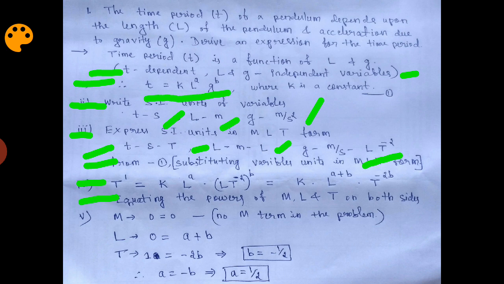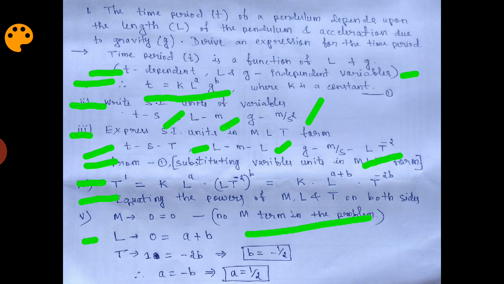Now equation 1 is converted, or written, in the form of MLT. Now the important step is equating the powers of MLT on both the sides. First consider M, then consider L, then consider T. In this problem there is no mass term, so you can leave it, or just for understanding purposes I have written here M: on the LHS there is no term, so 0 is equal to 0, no M terms in the problem. Next L: on the LHS side there is no length term, only time terms, so L is equal to 0.